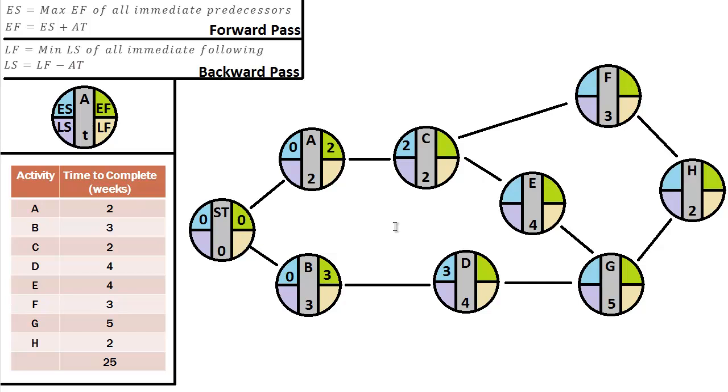Okay, so let's go ahead and figure out the earliest finish for C and D. So remember, earliest finish is our earliest start, which is the blue, plus our activity time. So for C, we just have 2 plus 2, which is 4. Okay, and now we have D, and 3 plus 4 is 7.